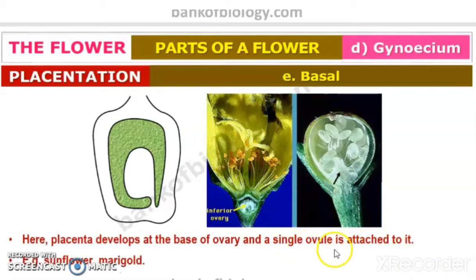Okay, so where does this placenta arise from? It arises from the base of the ovary. The placenta will be at the base of the ovary, and it will have only one single ovule attached to it. Only one ovule will be attached to it, right? Examples are sunflower and marigold. You can see it here, the inferior ovary which they have shown. So this is the placenta, and a single ovule is attached to it, right?